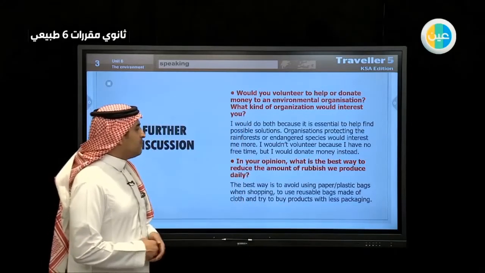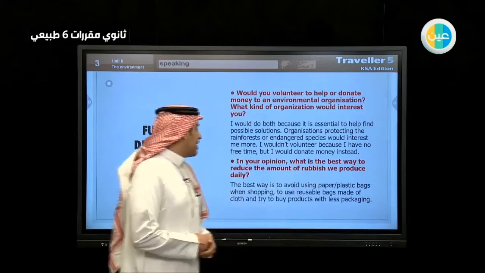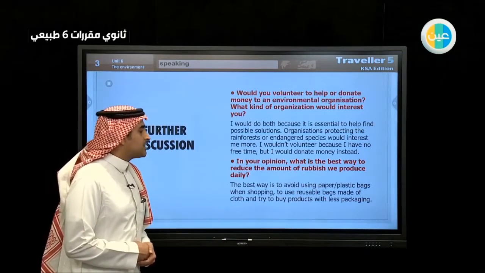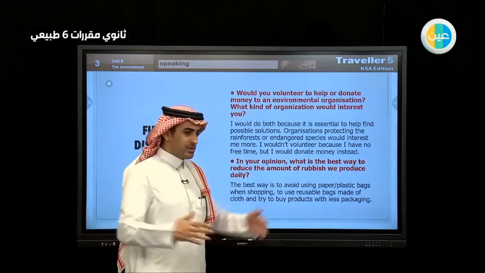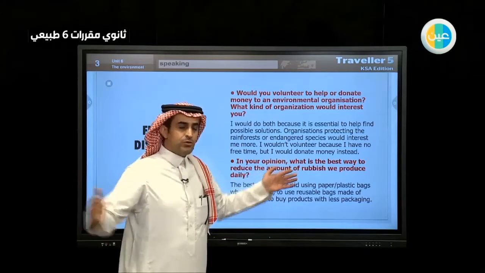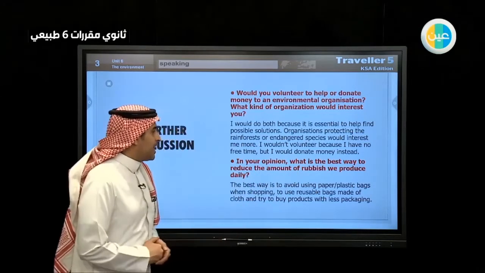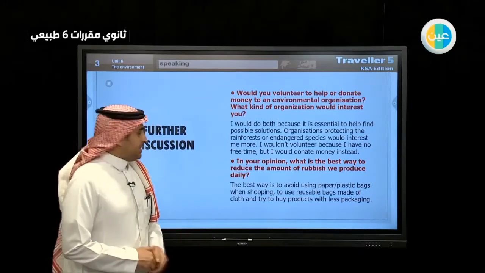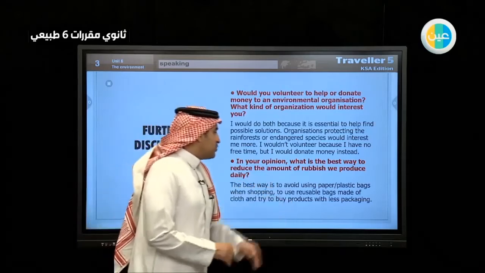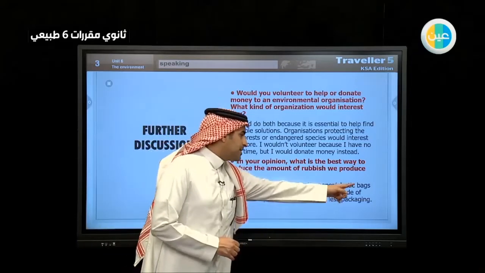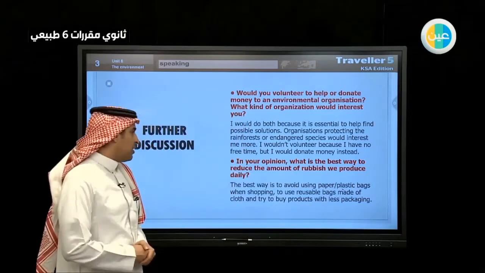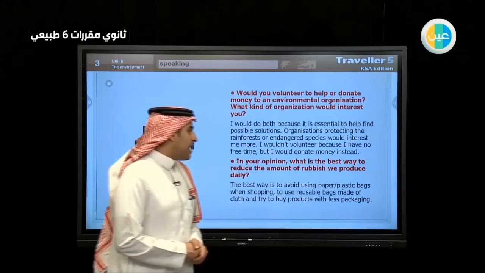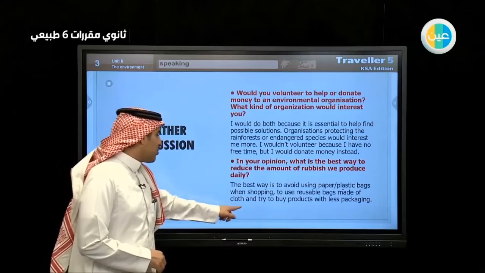In your opinion, what is the best way to reduce the amount of rubbish? We need to reduce the amount of rubbish. The amount of rubbish we produce daily is very large. We want to reduce it. The best way is to avoid using paper and plastic bags when shopping, and to use reusable bags made of cloth.